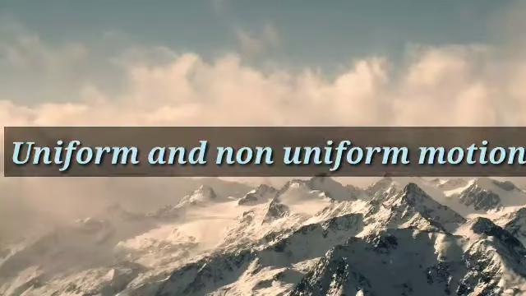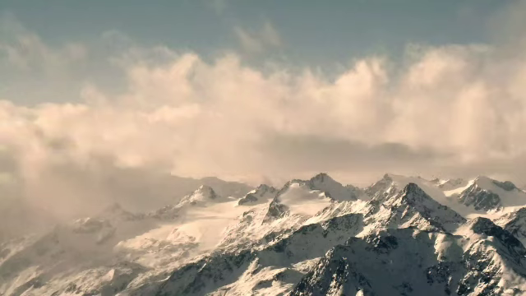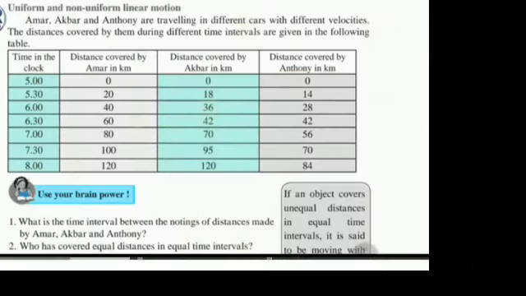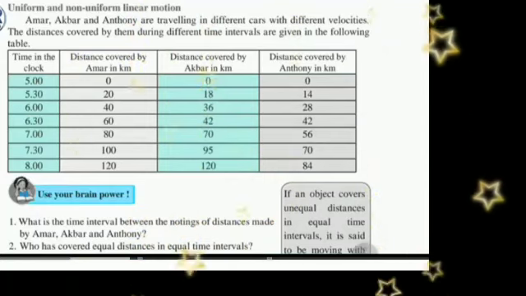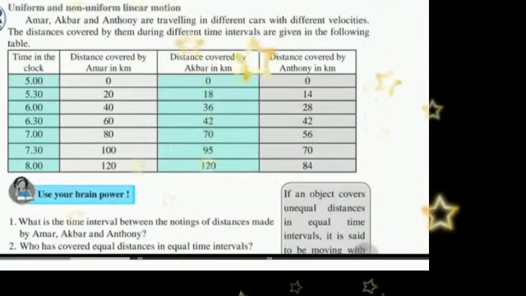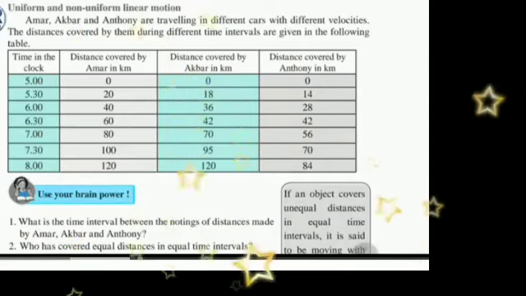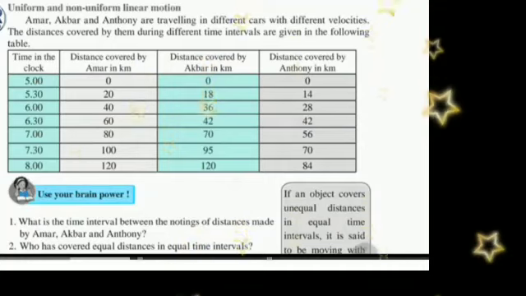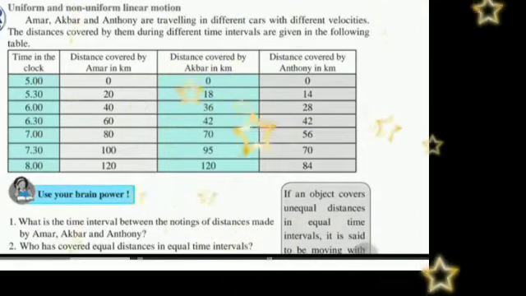Uniform linear motion means an object covers equal distance in equal intervals of time, that is called uniform linear motion. Now observe this table. Amar, Akbar and Anthony are traveling in different cars with different velocities. The distance covered by them during different time intervals is given in the following table. The time in the clocks is given 5 to 5:30, 5:30 to 6, 6 to 6:30, 6:30 to 7, 7 to 7:30 and 7:30 to 8. The time interval is the same, a half hour interval is given.